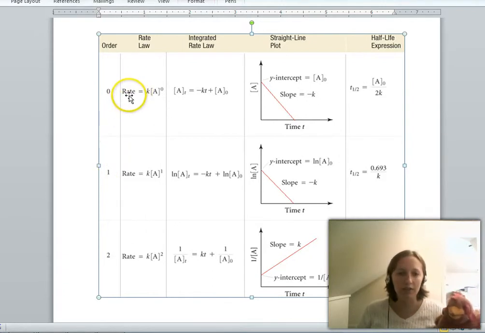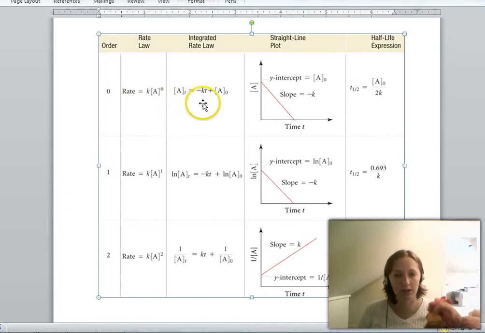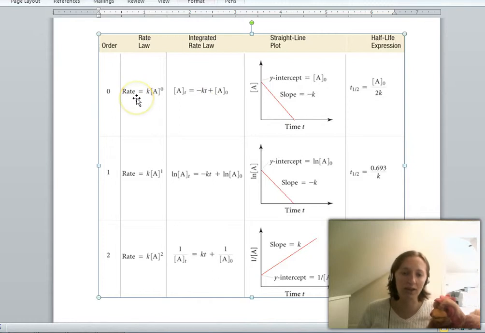For each of these, for the zeroth differential, there is a zeroth integrated. These are a pair. They're a team. So rate equals k matches with this integrated rate law. Rate equals kA matches with this integrated rate law, the one with the ln's, the natural logs. Rate equals kA squared matches with the inverse one here, 1 over A and 1 over A.